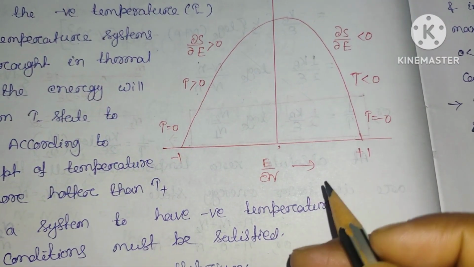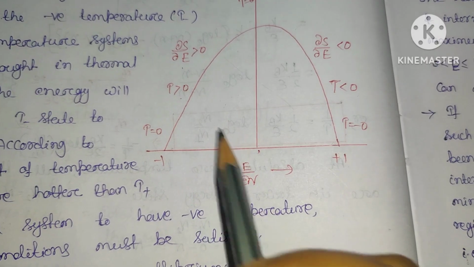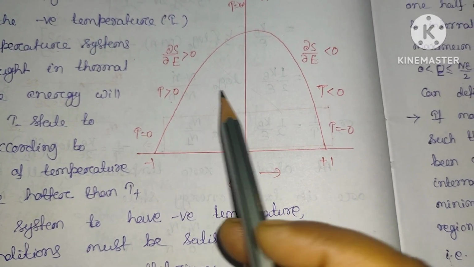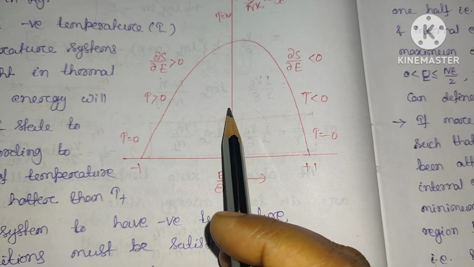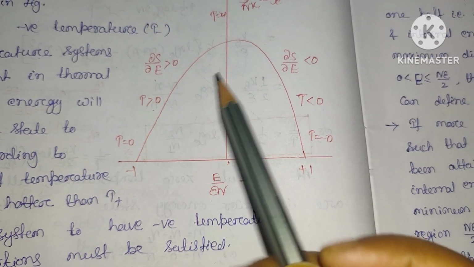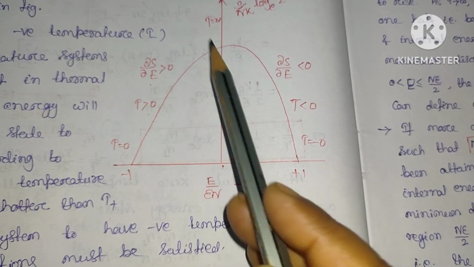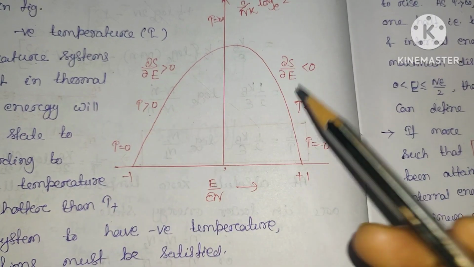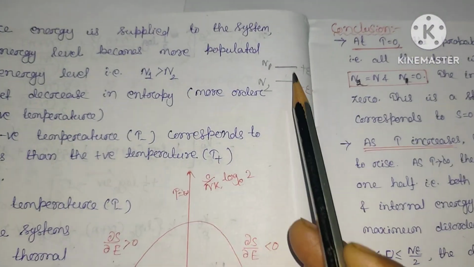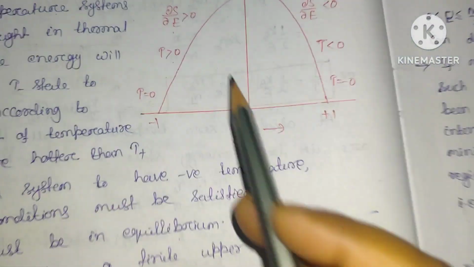So this is the maximum entropy. In this region, the energy lies between 0 and N epsilon by 2, and the derivative of S with respect to E is positive. So we can define this as the positive temperature state. Clear? If more atoms tend to occupy the N1 state, that is the higher energy state, it means that N1 is greater than N2.